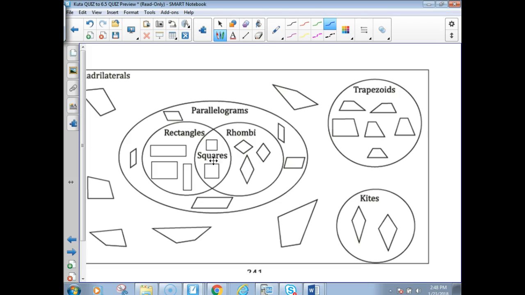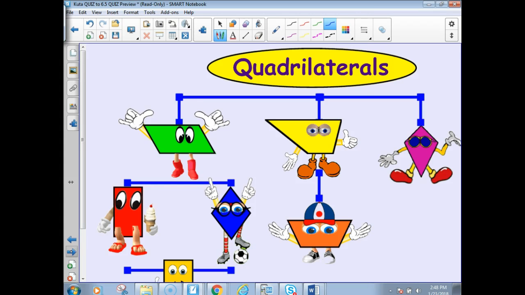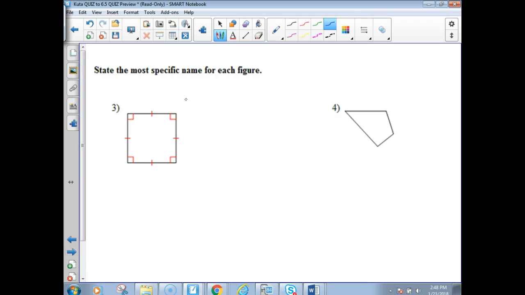Okay, so what I was just saying is, what's the most specific name we can name these figures that we're looking at? The most specific name for this one is, right, it's a rectangle because of the right angles, and it has 4 equal sides, which makes it a rhombus. But the most specific name is a square. I only have one way to name this baby. It's only got 4 sides. So quadrilateral, that's all I can call it.